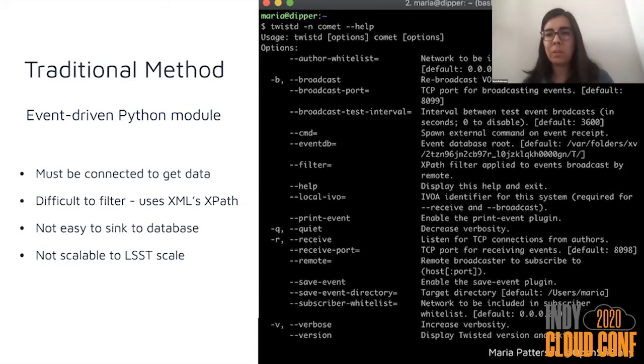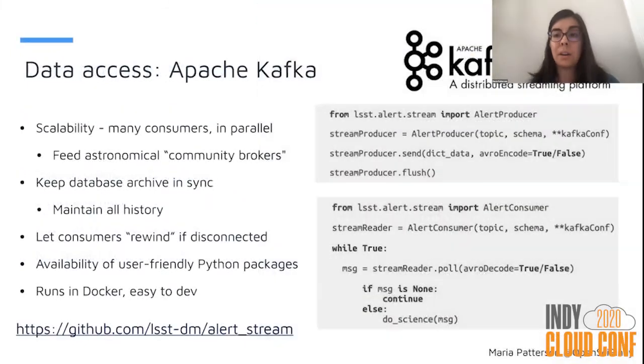It's also difficult to filter and apply my machine learning algorithms directly to the data as it comes in. It doesn't sync to any database. So you can write things out to files, but that's really not that fun, I would say. And it's not scalable to the LSST scale. So we wanted to find another software that could be used for this. And so what we looked at was Apache Kafka, and this is what we decided on.